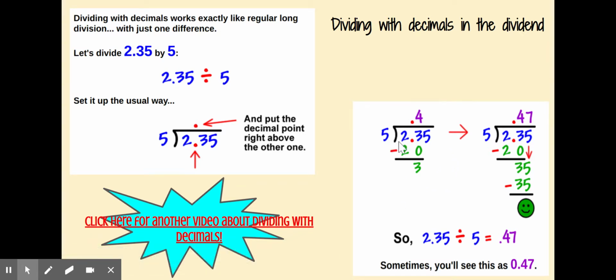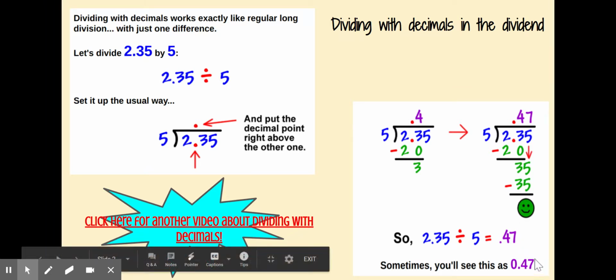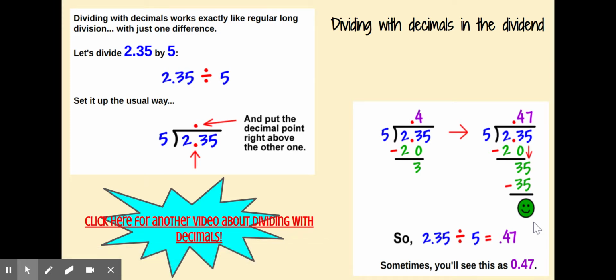And then we divide like normal. 5 can't go into 2, but it can go into 23 4 times. 5 times 4 is 20. Subtract and we get 3. We bring down our 5, and then 5 will go into 35 7 times. So our answer is 47 hundredths. Sometimes you'll see that with a 0 in the front in the units place, but it still means the same thing.